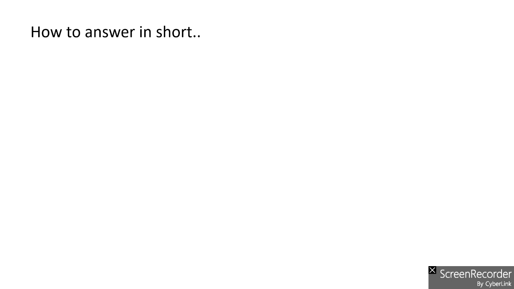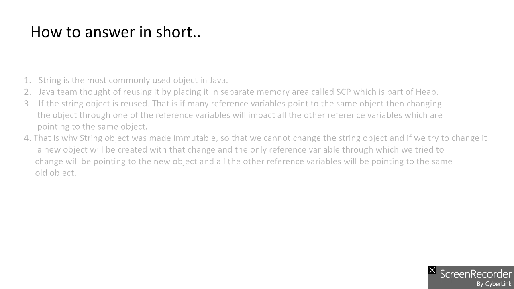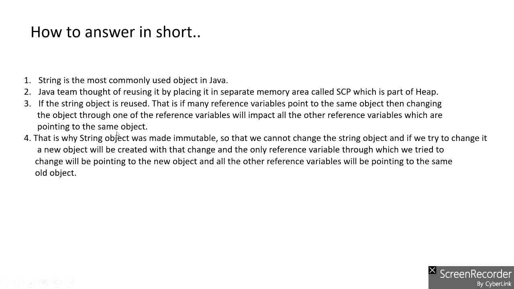If someone asks you why string is immutable, then simply we can answer. First point, we can say, string is the most commonly used object in Java. So the Java team thought of reusing it by placing it in a separate memory area called SCP, which is part of the heap. If the string object is reused, that is, if many reference variables point to the same object, then changing the object through one of the reference variables will impact all the other reference variables pointing to the same object.